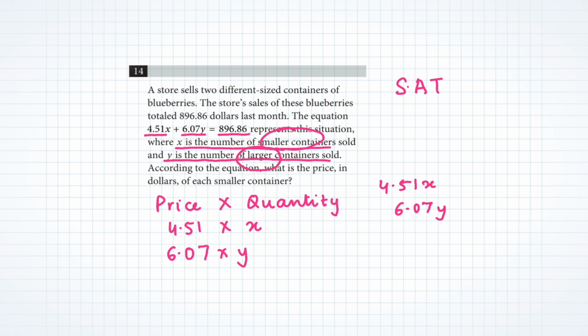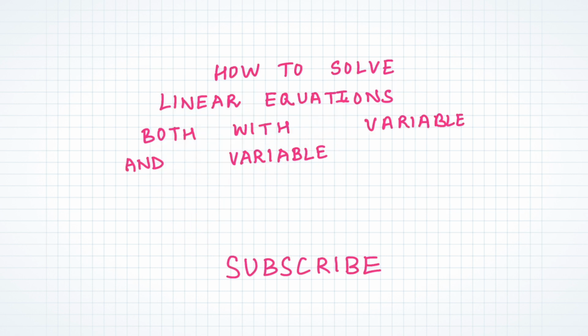The question asks for the price of a small container. The answer is $4.51, and that's it. You've just learned how to solve linear equations, both with one variable and with two variables. These are the exact types of problems you can expect to see on your next SAT exam.